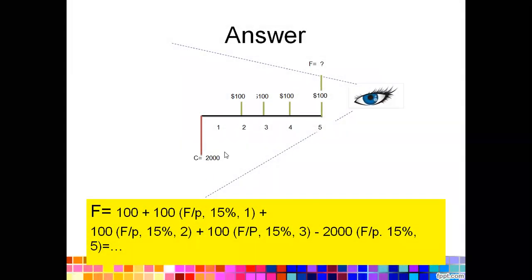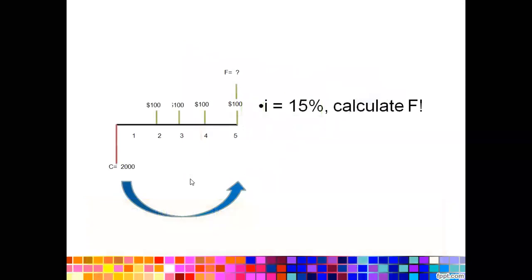Now, actually, for those that have a uniform pattern, it can be viewed as an annuity, like I mentioned before. So we can apply another compound factor.